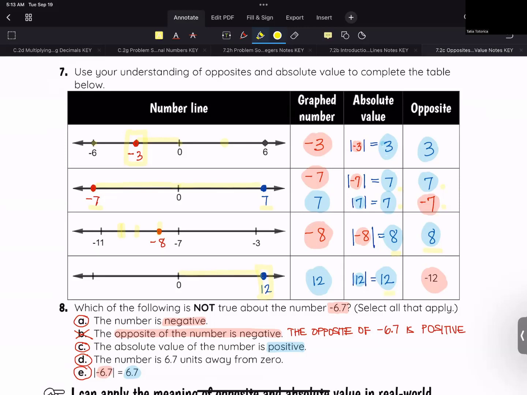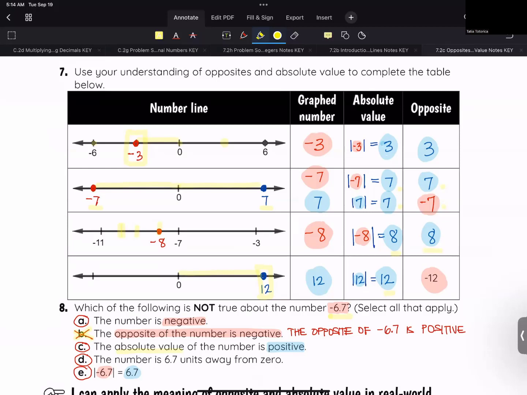Our last example for this success criteria is we want to know which of the following is not true about -6.7. Because that is a negative number, it's got that little negative in front of it, we know that A is going to be true. The opposite of that number then would have to be positive, so B is going to be false. C, the absolute value, is another way to say the distance from 0, and absolute value or distance is always positive, so that will be true.